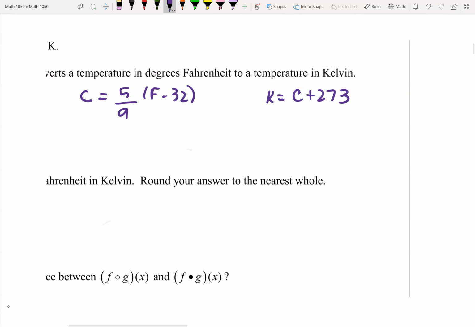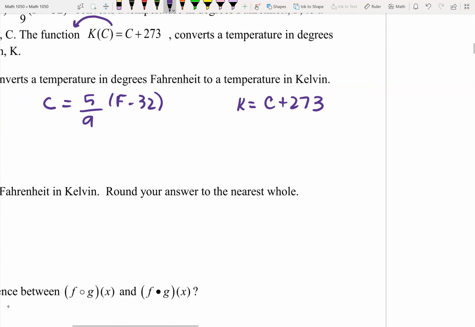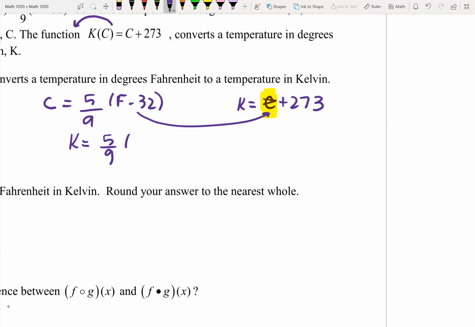Now look what I'm trying to get. You guys, I'm trying to get K in terms of F. This is just substitution now. Look, this is K in terms of C right here. So K in terms of C, but I know C is that. So it's just a substitution problem. So it's just K equals 5/9 times F minus 32 plus 273.